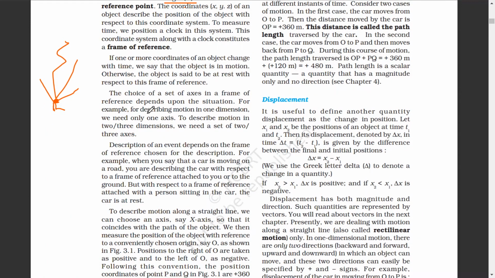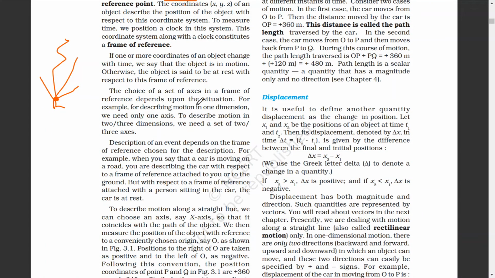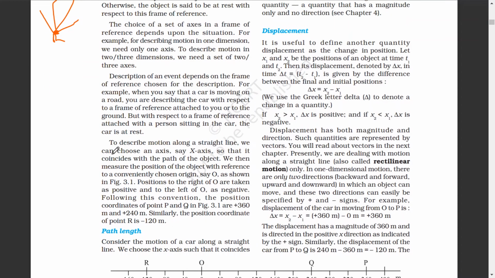The choice of set of axes in the frame depends upon the situation. For example, describing motion in 1D, we use only one axis. To describe motion in 2D or 3D, we need a set of 2 or 3 axes. The description of an event depends on the frame of reference chosen for the description. For example, when you say that the car is moving on a road, you are describing the car with respect to a frame of reference attached to you or to the ground.